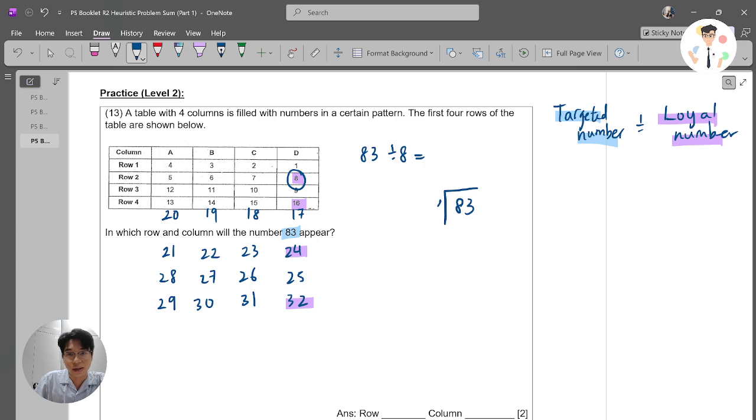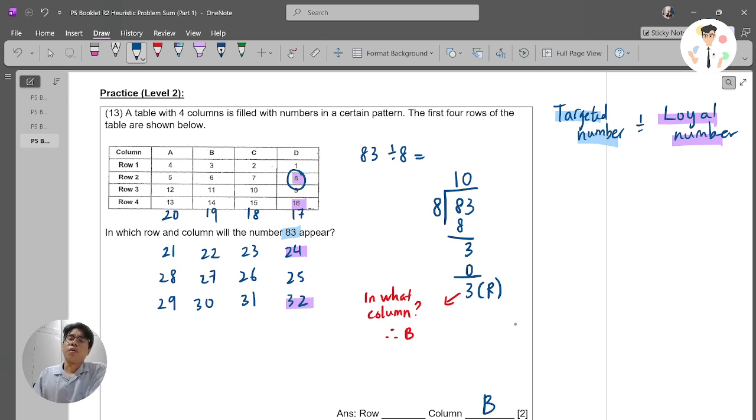So let's try to find out. 83 divided by 8. 10 times 8 is 80. The remainder is 3. And again, this 3 tells me what? The first thing we need to find out is the column. 3 is at column B. So I know the column will be B.